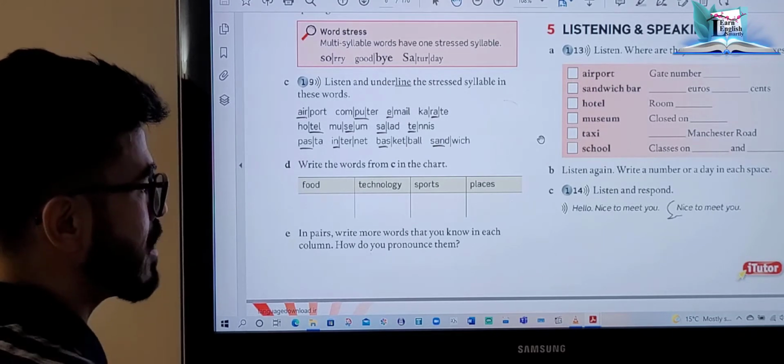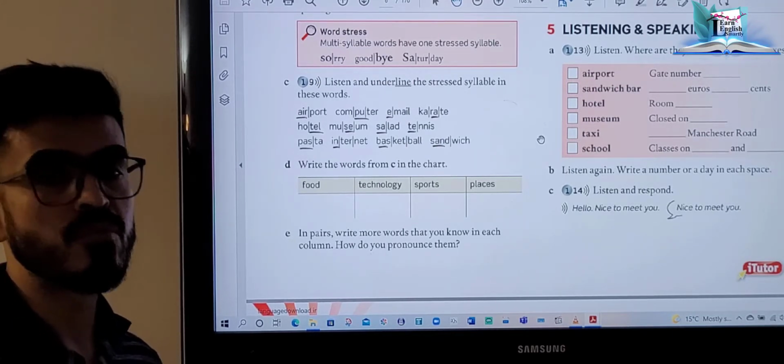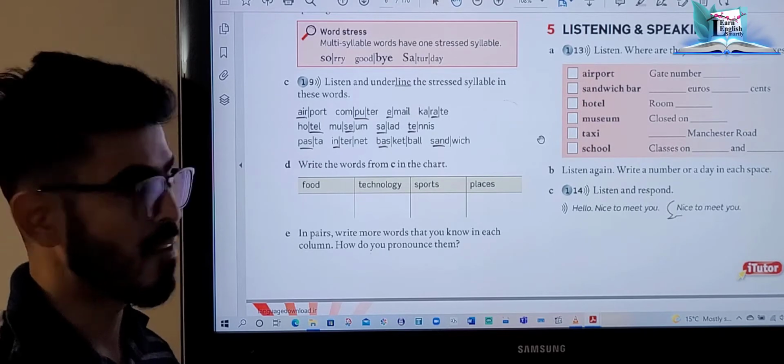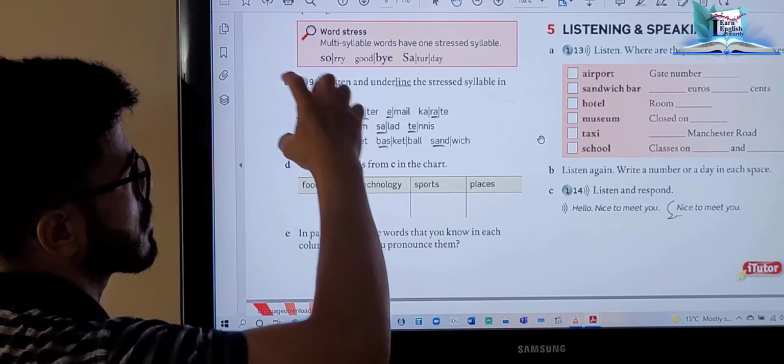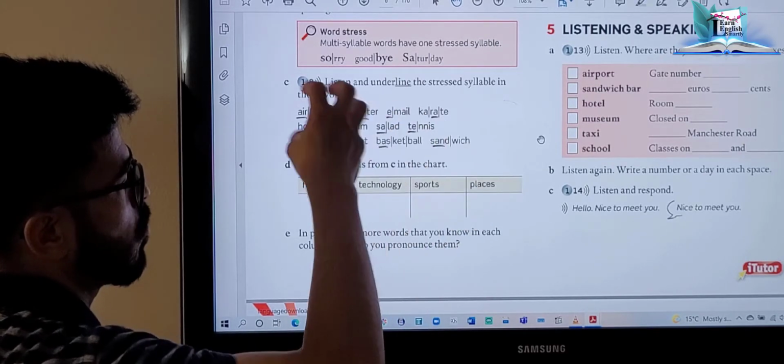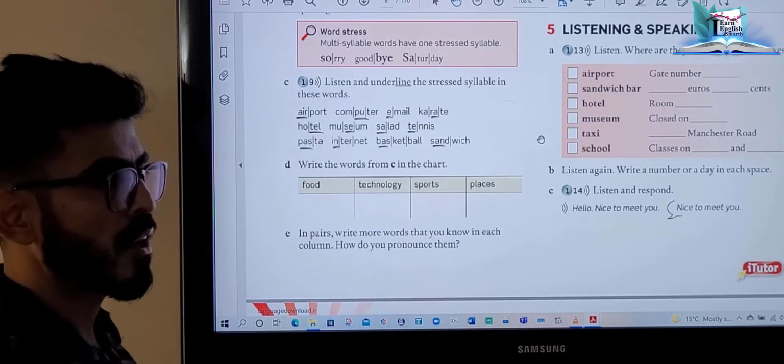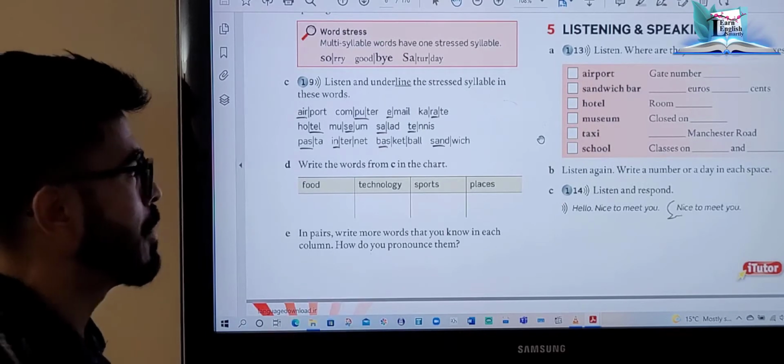So now compare my answer with your answer and see, are you right or not, okay? Write the words from part C in the chart. So this is part C. Now we're going to put the words right here. Okay, you guys, now you're going to help me do this, okay?